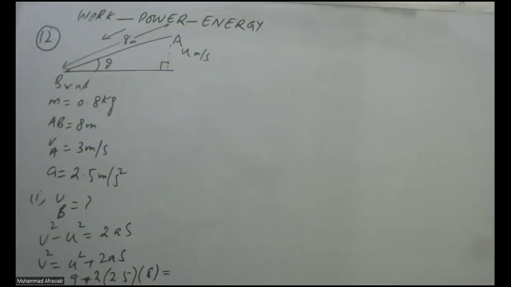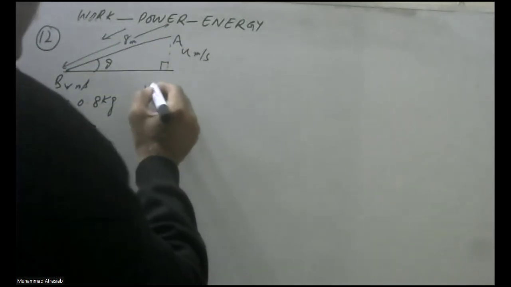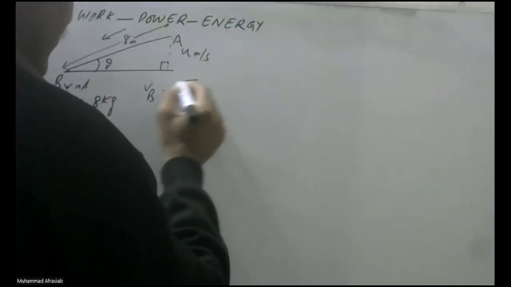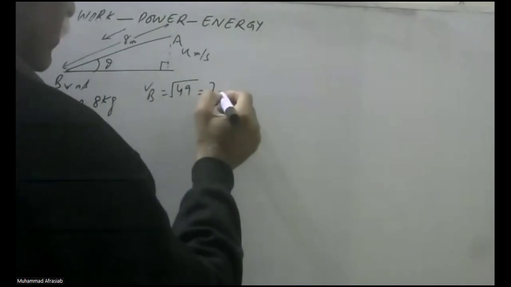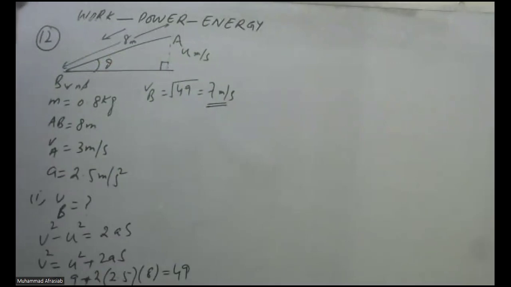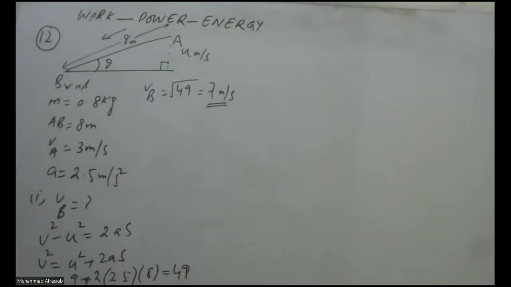So this is equal to 49. So velocity at B is equal to the square root of 49, which is equal to 7 meters per second. That is the answer for the first part, the velocity with which it is going to reach the point B.